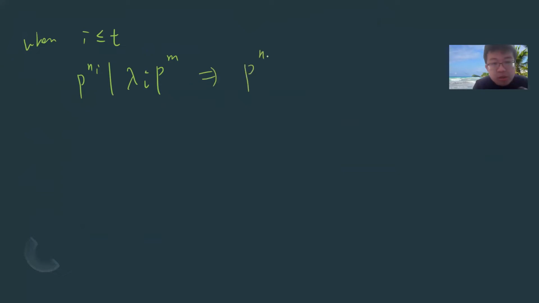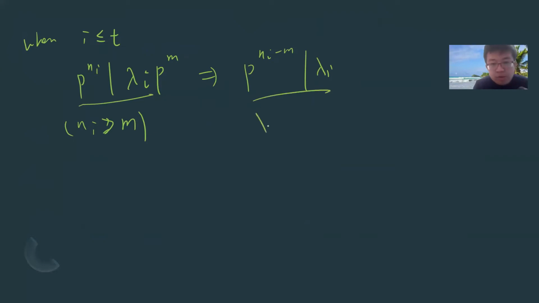Okay. So I only need to worry about when i is less than or equal to t. So I got p to n_i divides, this is my condition, right? Now p to n_i is greater than p to m. So this equation is not trivial. But then you prove that p to n_i minus m divides n_i, right? So in this case, your n_i is greater than or equal to m. Right? So if n_i is greater than m, then this equation is non-trivial, right? Because this guy is larger. So you get something like this.